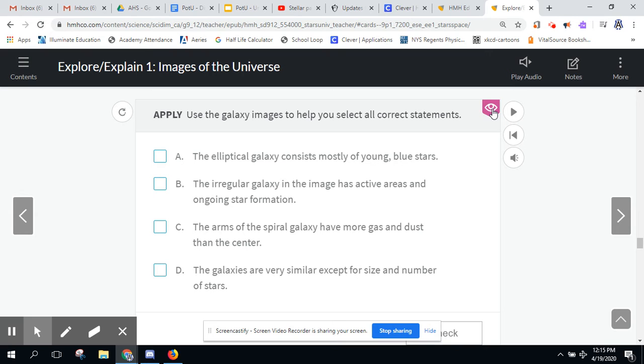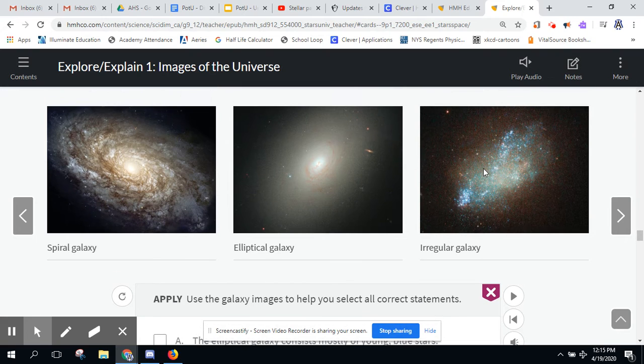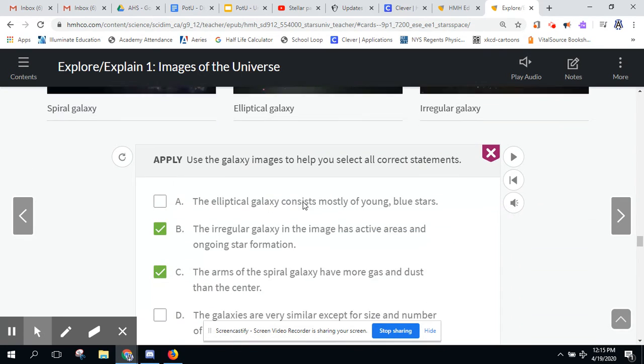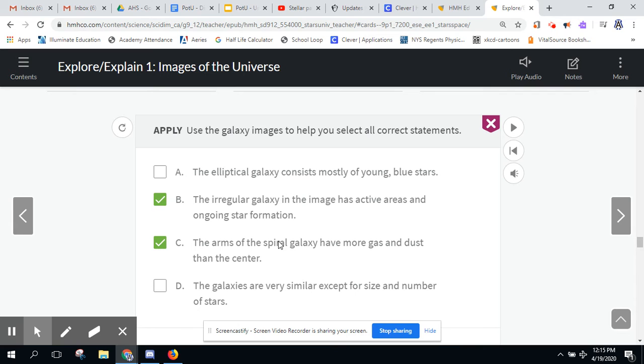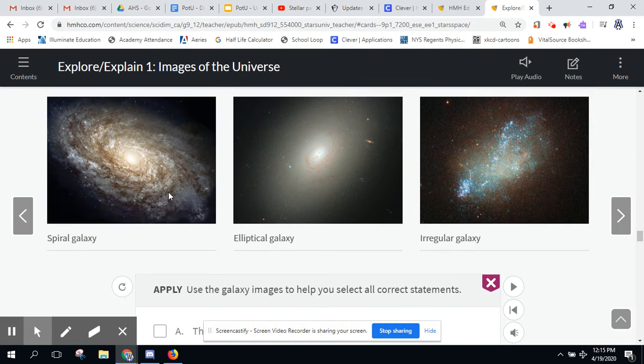So our answer choices for these that are correct are the irregular galaxy has really more active areas. So this irregular galaxy is going to have a lot more star formation. The elliptical galaxy is usually the older, it's not going to have as much star formation. And then the spiral is somewhere in the middle. And then we have the arms of the spiral galaxies. You're going to have more gas and dust. We can see that out here on those components.